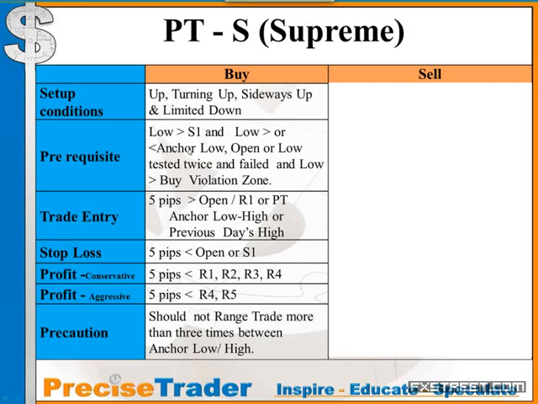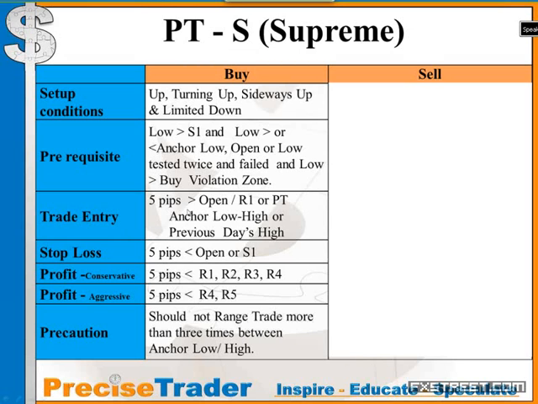Okay, now coming back to this, the low is greater than S1, low is greater than or equal to anchor low, greater than open or low tested twice and failed, and low is greater than violation zone 1. So if you notice, earlier on I showed you the pound on the dashboard. So probably that may fall into this strategy, but the setup conditions may not be fulfilled. So that's the reason why your price target would depend on the setup conditions, right? So this is what you need to do on this.